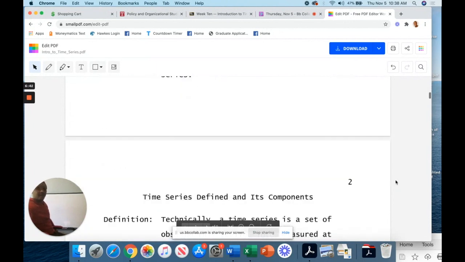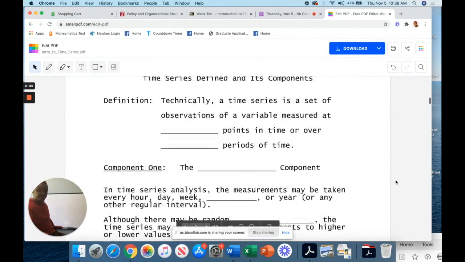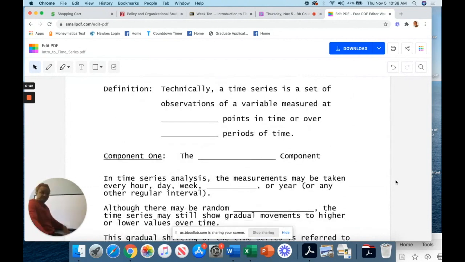Now, when we talk about a time series, technically a time series is a set of observations of a variable measured at successive points in time or over successive periods of time. What does successive mean? Have you guys heard that term before?